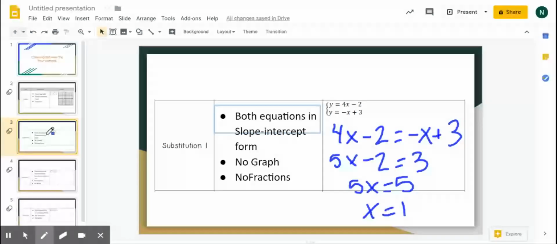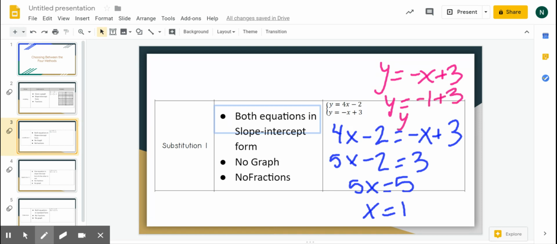Next, I can plug it back into one of my equations. I'm going to plug it in the second one. y equals -x plus 3. Well, y equals -x would be -1 plus 3. y is equal to 2. So, therefore, I can write my solution as 1, comma 2.